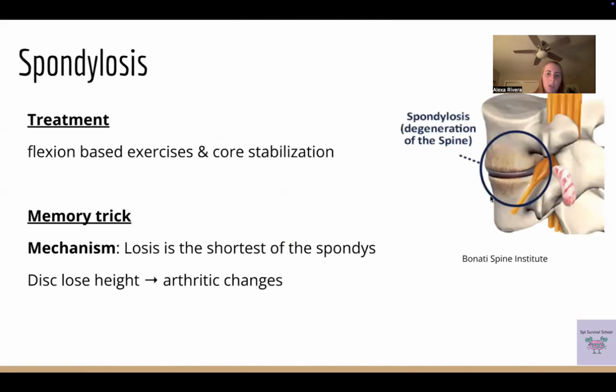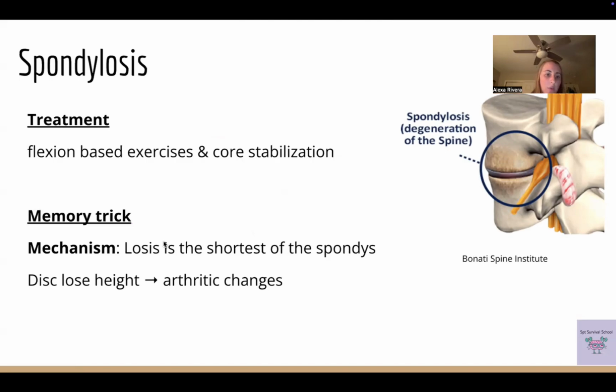So this is a picture here. You can see the disc getting smaller, they're shrinking. If you ever see people on Instagram doing this picture of crushing someone, this is what I think of when I think of the disc getting smaller. To treat this, it's going to be flexion-based exercises and core stabilization.